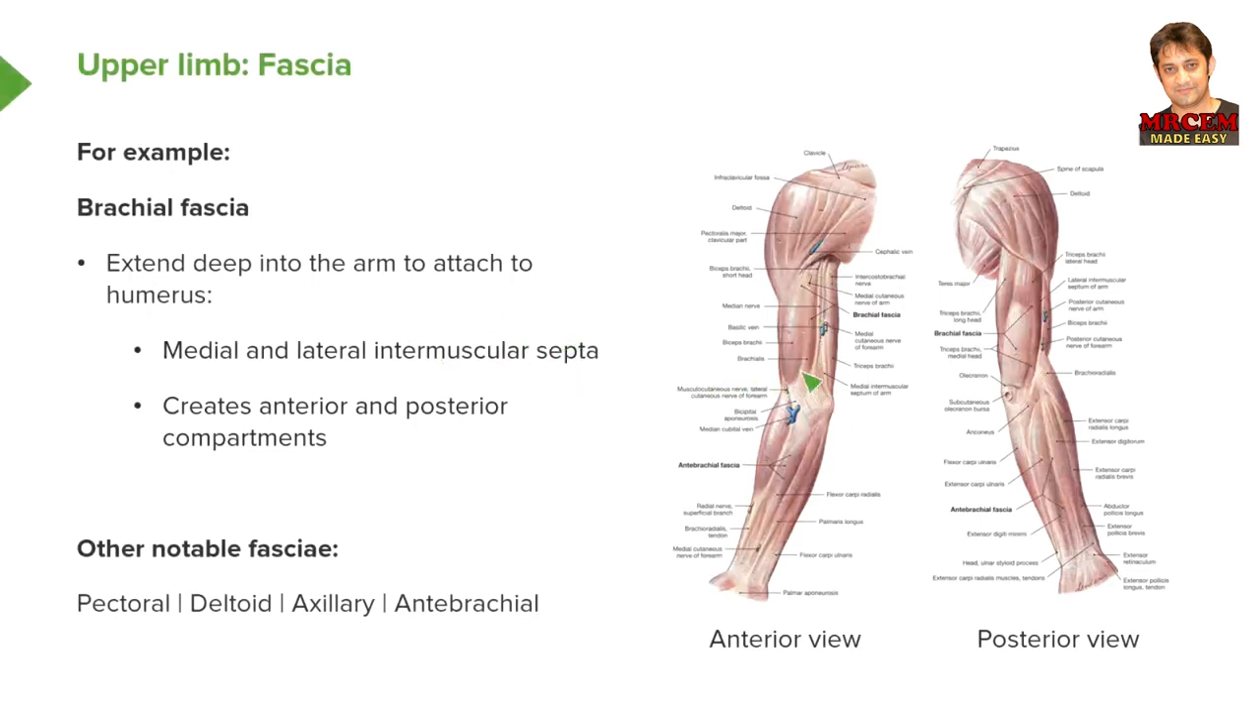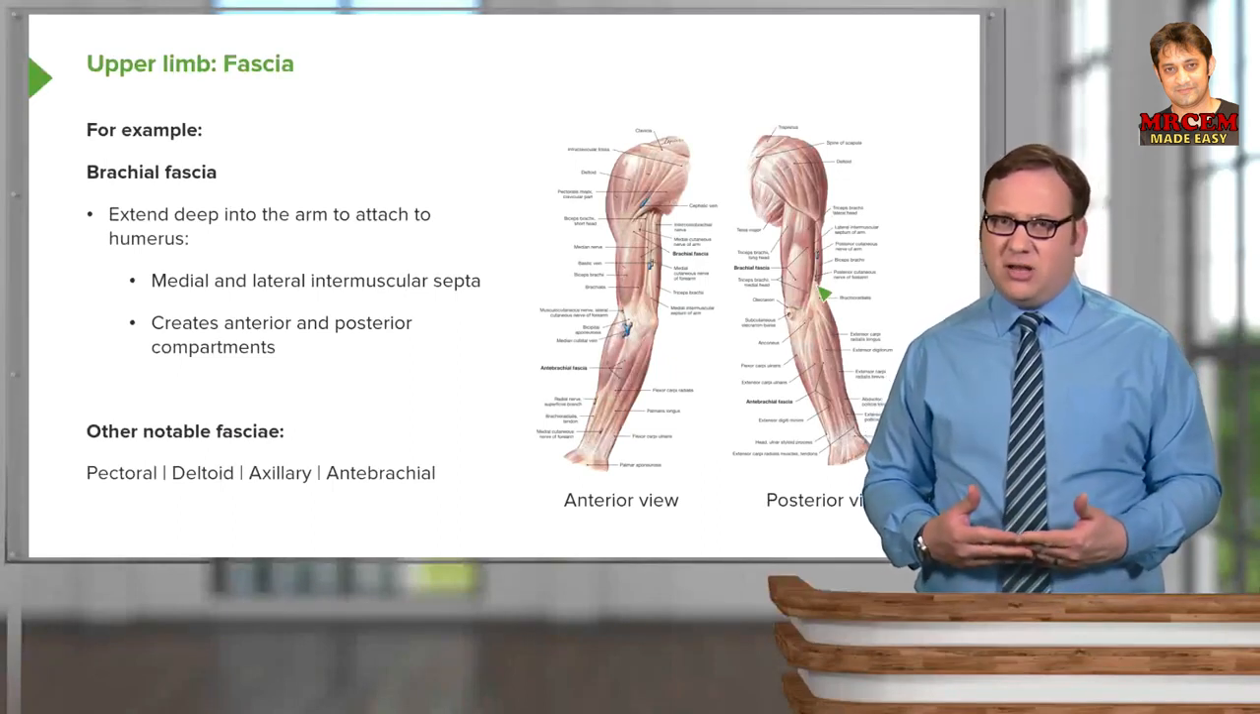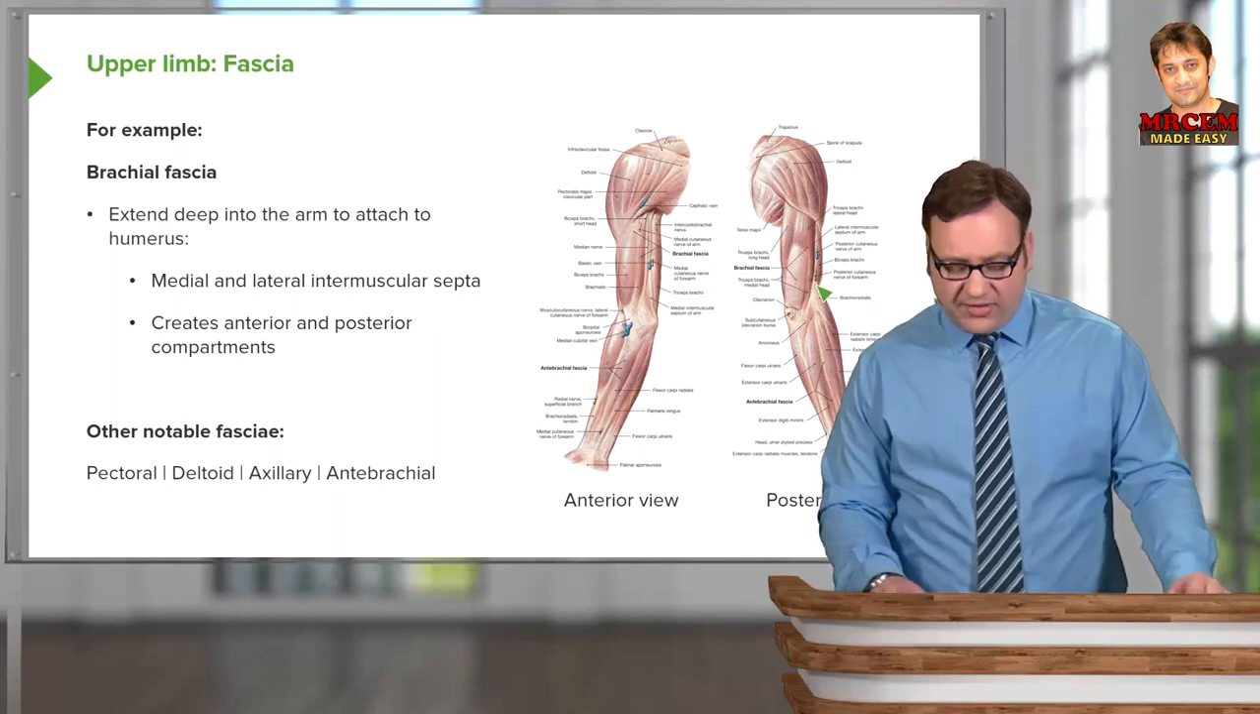So here we can see deep fascia, and here we can just see this medial intermuscular septum. And this septum here is actually going to pass deep into the arm and attach to the humerus. We also have a lateral one that's going to be on this lateral side. Here we can see it, this lateral intermuscular septum. So here we can see we've got these two septa that are passing deep, attaching to the humerus. Everything, therefore, that's anterior to it is going to be in the anterior compartment, and everything posterior to it is going to be in the posterior compartment. And here we have the two compartments of the arm.